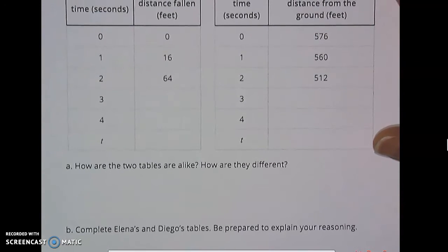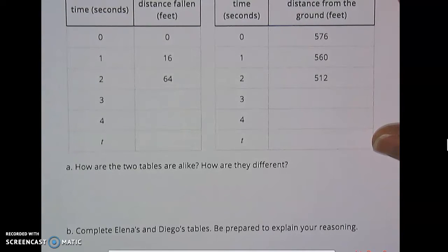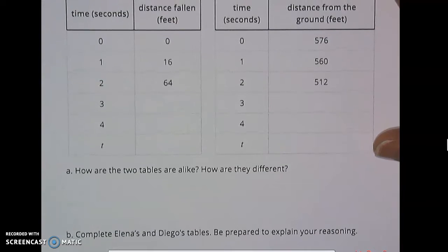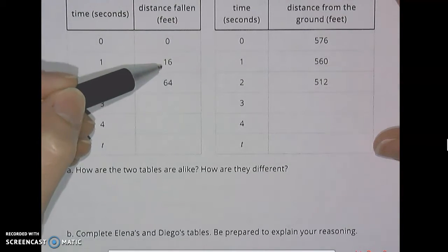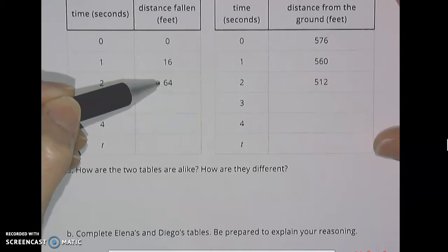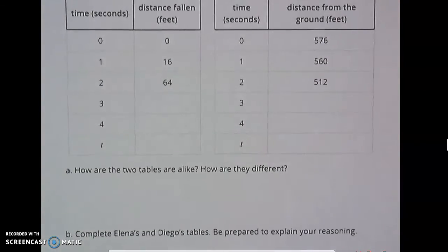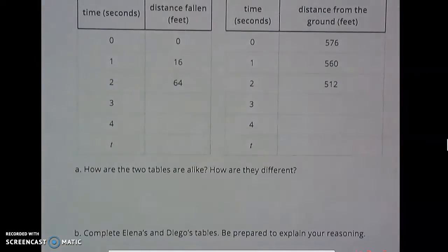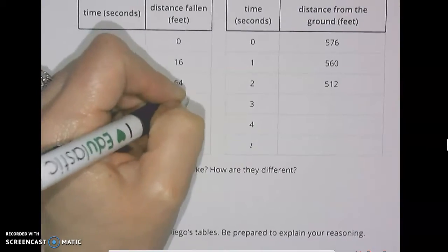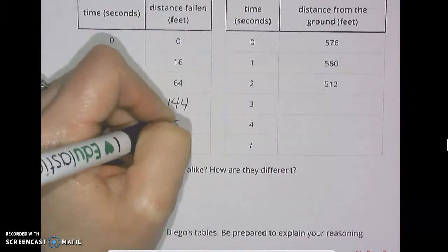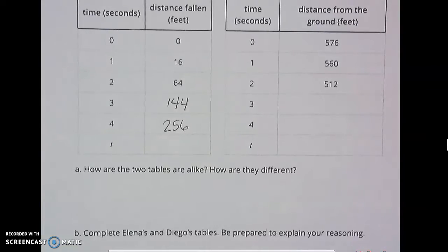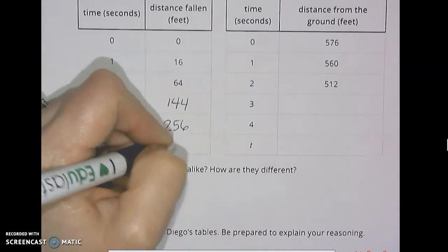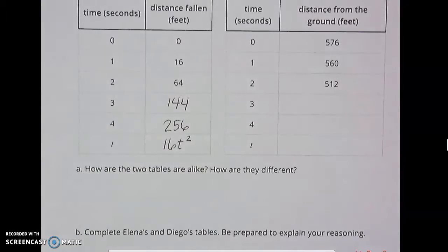So we need to complete their tables. So we've got to figure out what is happening here. So Elena's talking about the distance fallen. So that means that we have 0, 16, 64. So then looking at that original chart that we had way back at the beginning of this, we've got 0, 16, 64. We're seeing those. So that means we have 144, 256. So what does that mean for our equation? That means that she's just using the gravity thing here, the 16t squared.